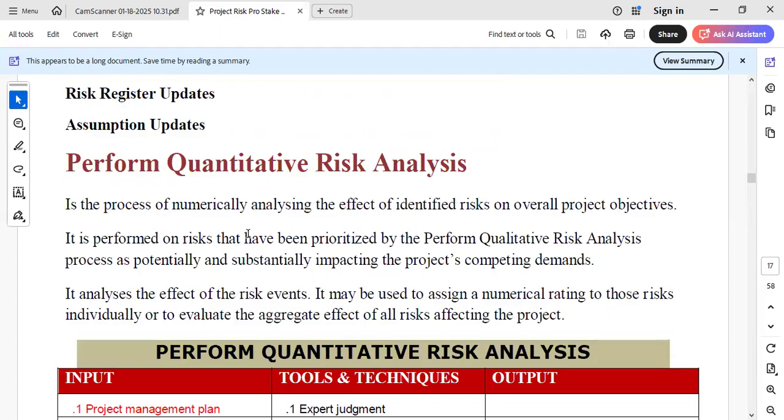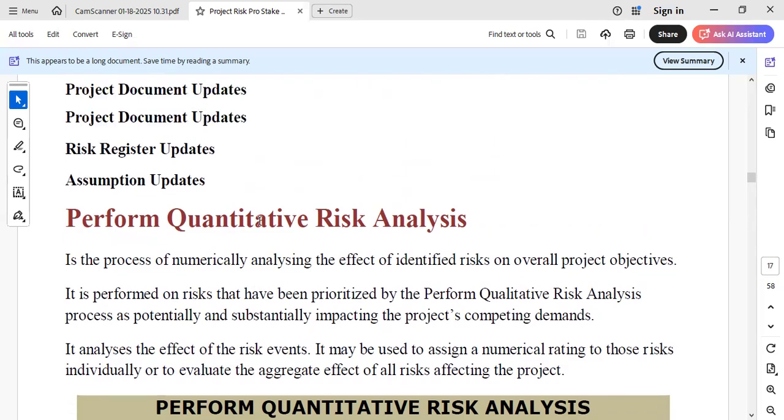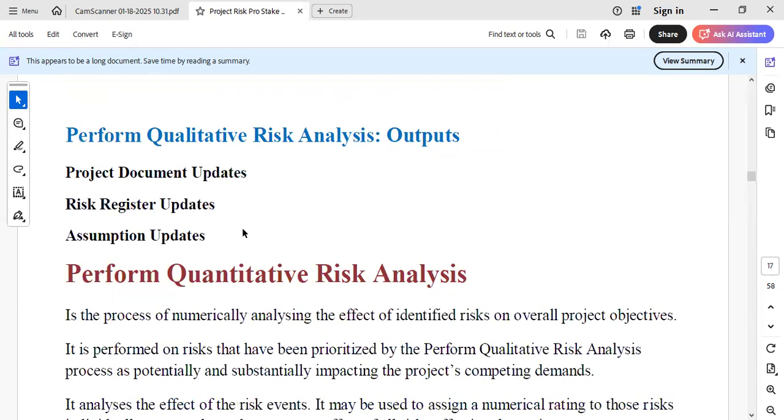Now we have the list of the prioritized risks, which is our output. We went in to update our risk register. We went in to update our assumptions. Now we have analyzed, so our assumptions are better now. The project documents are updated.